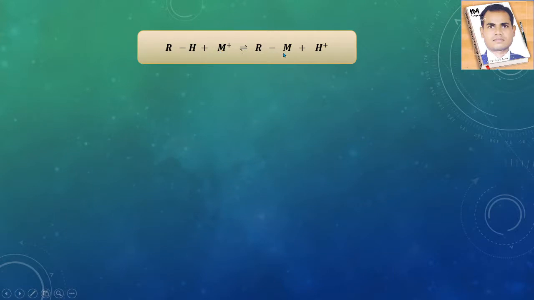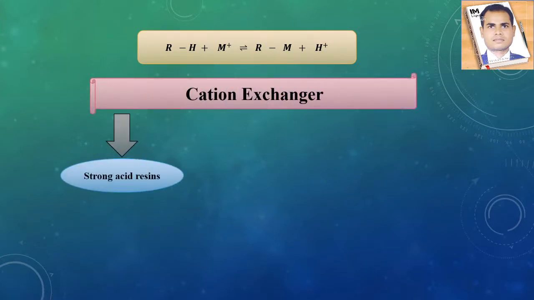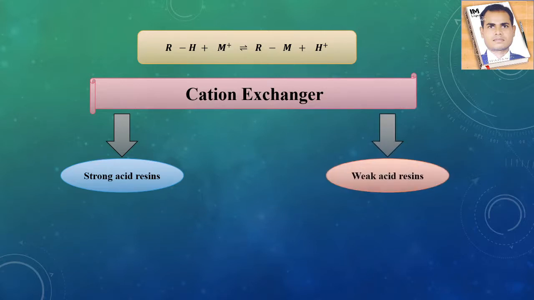And there will form RM, so that M will replace H, and here H plus will form. So RM is one of the products, and the H plus will be displaced by the metal. And see here the cation exchanger. Here the strong acid resins will be there. The next one is the weak acid cation exchanger, so strong acid resin and weak acid resin.